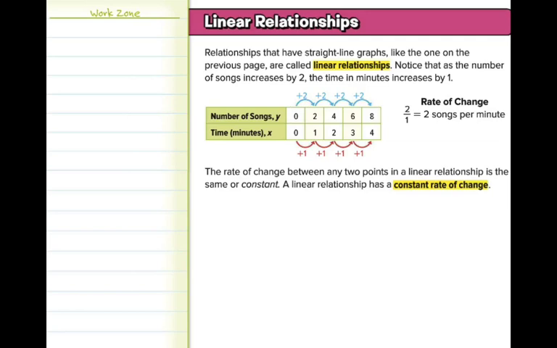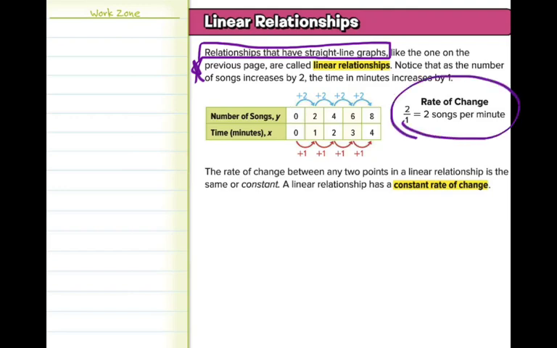All right, linear relationship. So here's our first vocabulary word. Relationships that have a straight line graph, like the one on the previous page, are called linear relationships. So your definition is right here: relationships that have straight line graphs. Notice that as the number of songs increase by 2, the time in minutes increases by 1. The rate of change, 2/1, 2 songs per minute. The rate of change between any 2 points in a linear relationship is the same or constant. A linear relationship has a constant rate of change.